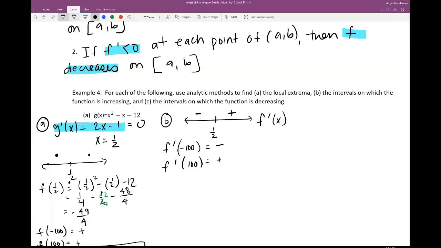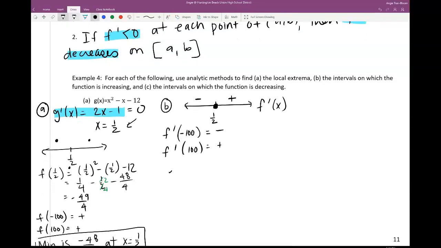Well, I know f prime of 1/2 is 0. So this is right there, because I found it right there. So increasing from, oops, I need to do the inclusive symbol. Inclusive 1/2 all the way to infinity.